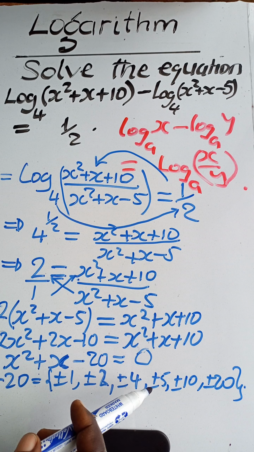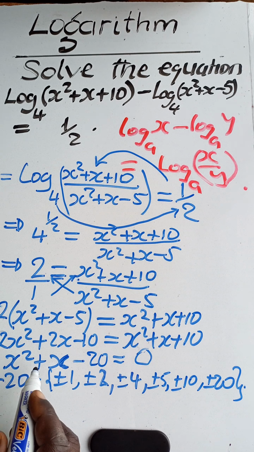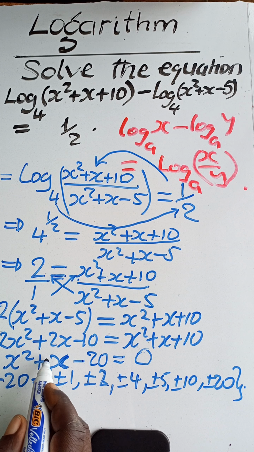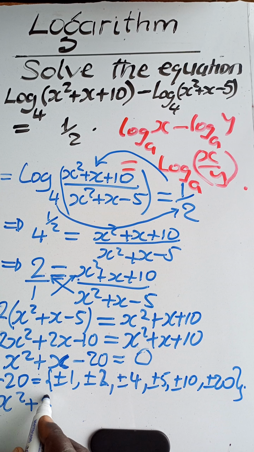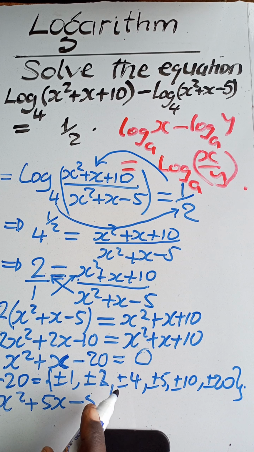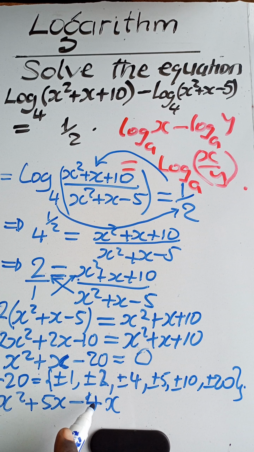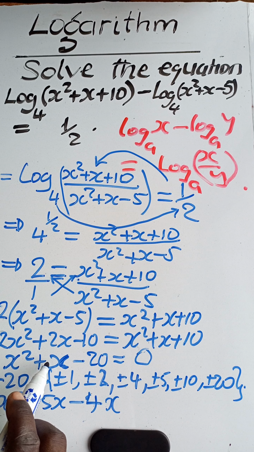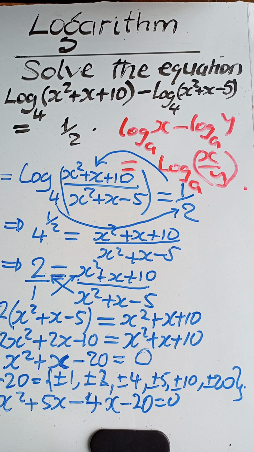If we check carefully, we'll see that the two values in this set will be positive 5 and negative 4. Positive 5 and negative 4. So in the place of this positive 1, we're going to put positive 5 and negative 4. We now have x squared plus 5x minus 4x. So 5x minus 4x gives us 1x. That is the aim. And then minus 20 equals 0.